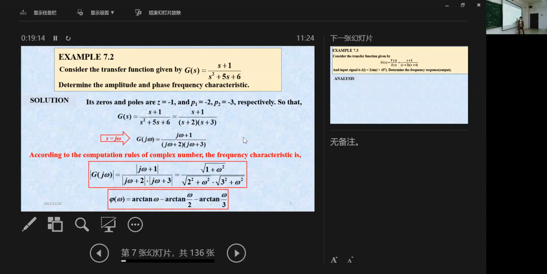And how about the phase? What is the phase for this part? Arctangent of omega over 1, so it's arctangent omega. It's in the numerator, so it has a plus here. Since these two parts are in the denominator, we should write minus here. Arctangent omega over 2, minus arctangent omega over 3. Fantastic. So these are the rules of complex numbers.